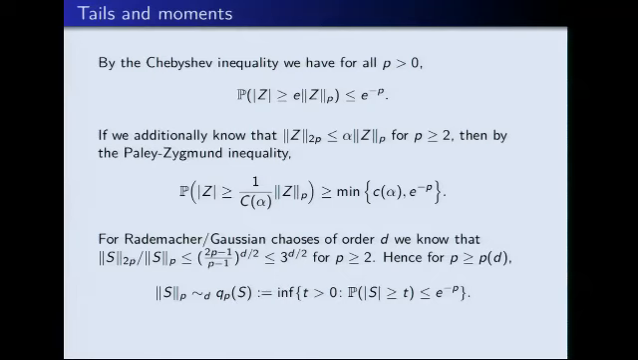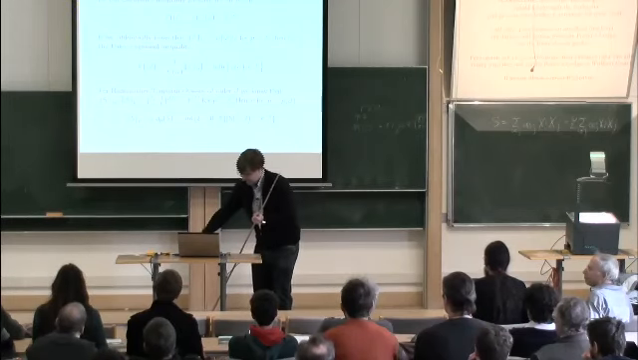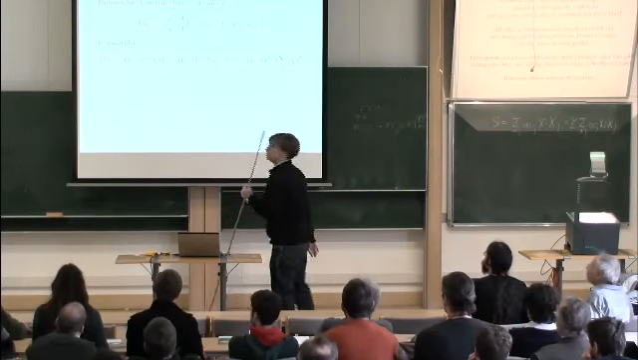And what does it mean? It means that if you are looking at the p-th moment, it is more or less the same as looking at the quantile of the random variable of the order e to the negative p. So here again, we lose at the constant, but up to this constant it is the same.